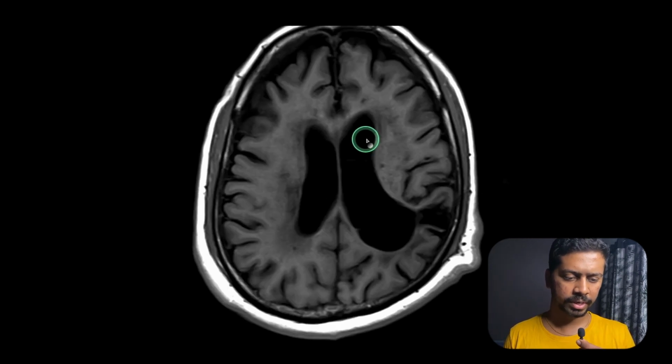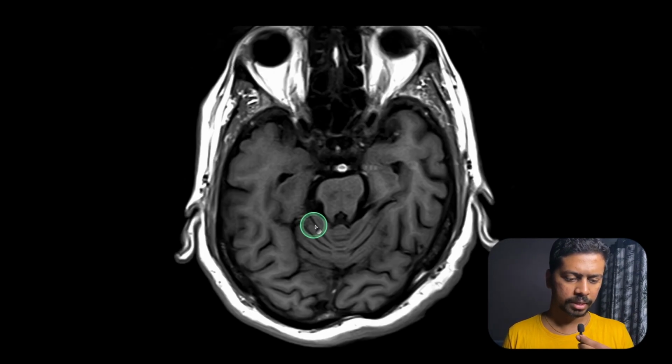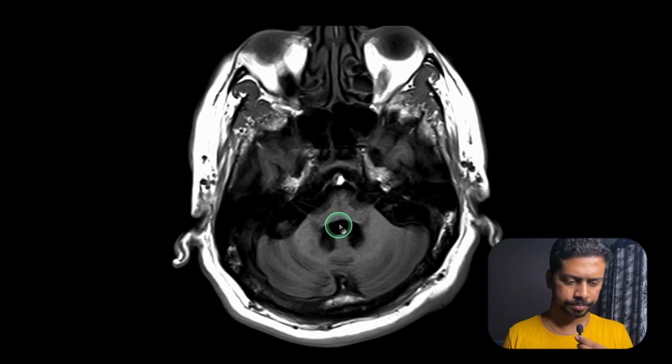So these are your ventricular system. These are your lateral ventricles. This is your third ventricle, and this is your fourth ventricle.